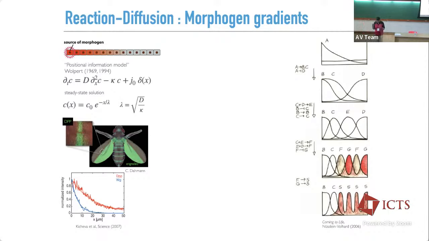So here's one way in which the stripe patterns that I showed you in the fly are being thought about. Let's say you have some molecule which is being sourced at the left corner, that's molecule A, and that sets up some exponential profile. Okay, so that's one non-autonomous input. So you put more of A on this side and let it go.